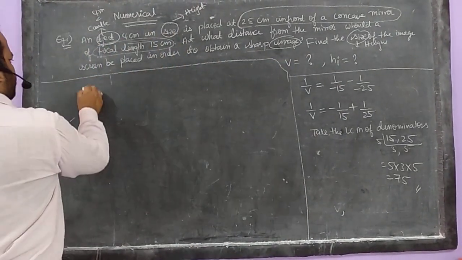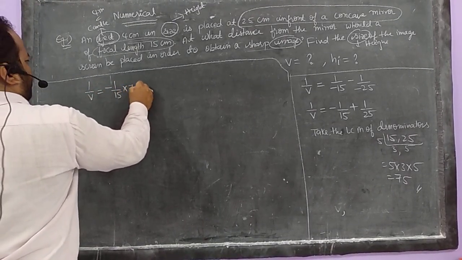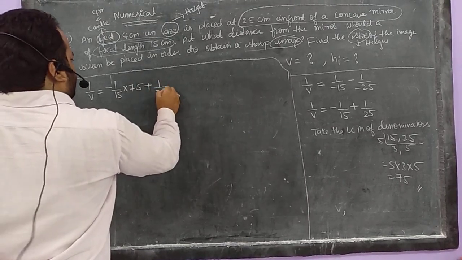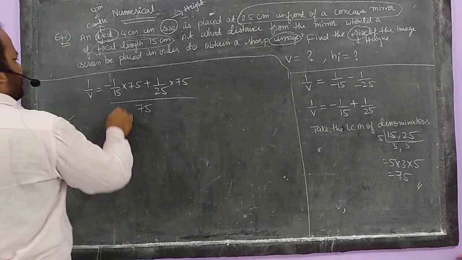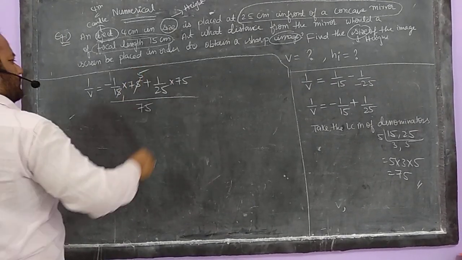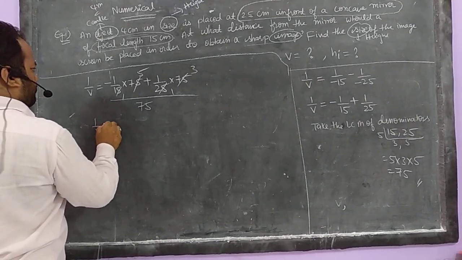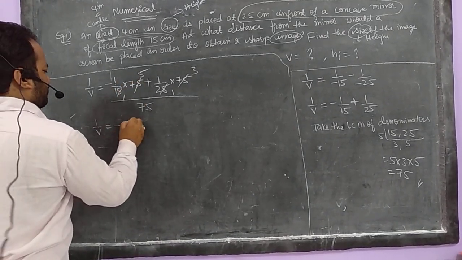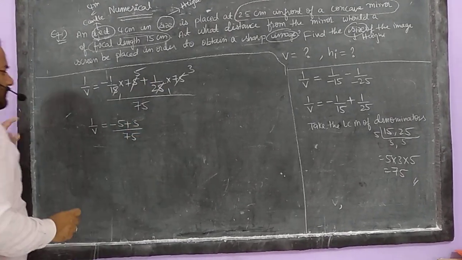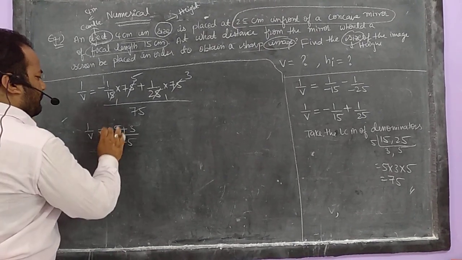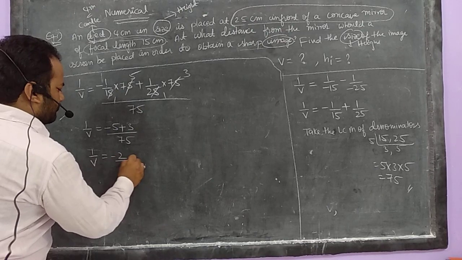So what we should do? I should write 1 by v is equal to minus 1 by 15 into 75 plus 1 by 25 into 75, divided by 75. 15 1 ja, 15 5 ja, 25 1 ja, 25 3 ja. What is left now? 1 by v is equal to minus 1 into 5 minus 5 plus 1 into 3, 3 divided by 75. So minus into plus is minus. In 5 if 3 goes, 2 will be left. 1 by v is equal to minus 2 by 75.